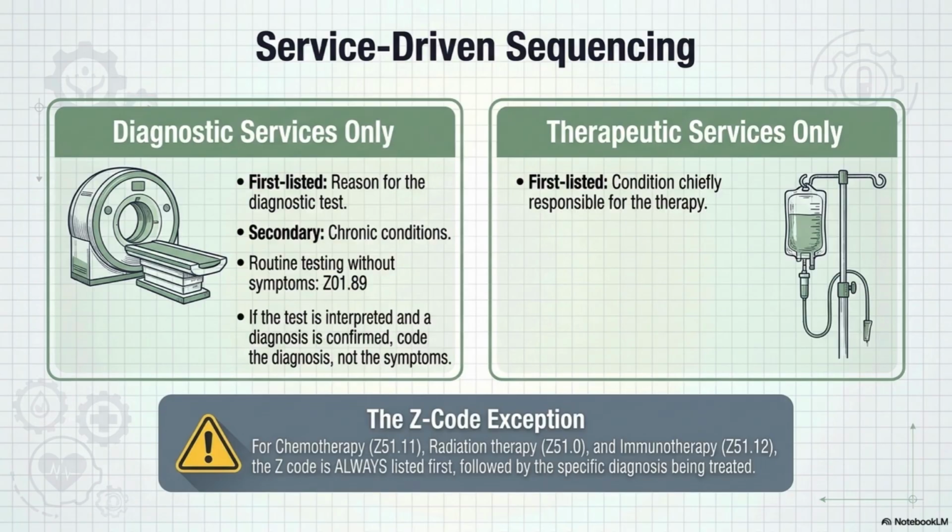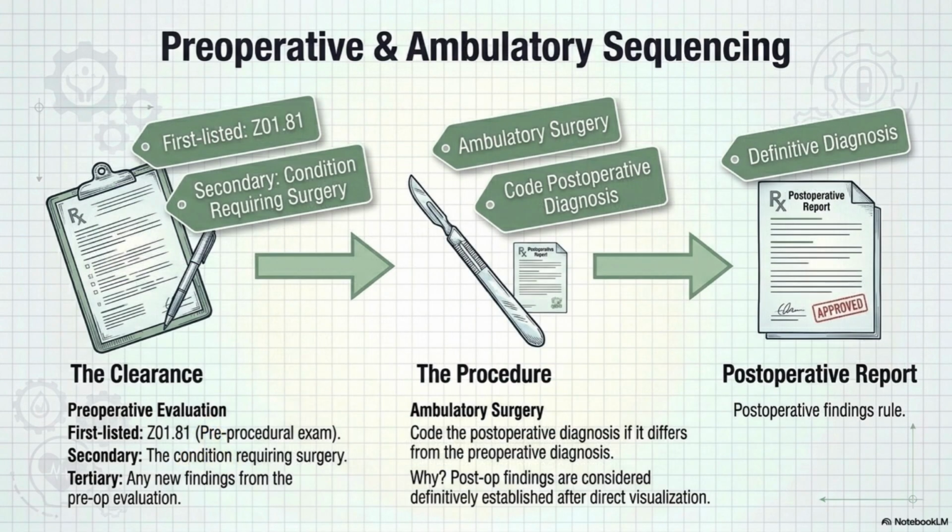For therapeutic services, the first listed diagnosis is the condition being treated. But there's a major exception. For chemotherapy, radiation therapy, and immunotherapy, the Z code for the service is listed first, followed by the diagnosis being treated. For pre-op evaluations, the first listed code is always Z01.81. Then you add the condition requiring surgery. If the pre-op exam uncovers new findings, those get coded too.